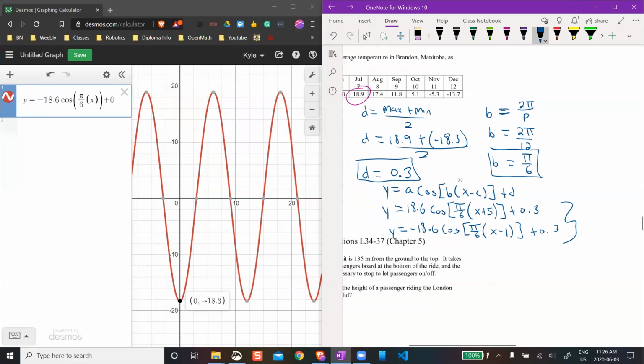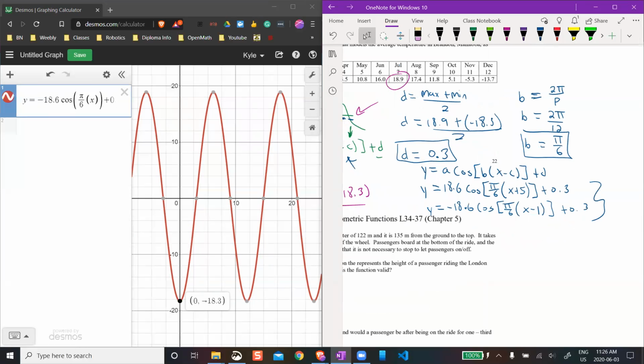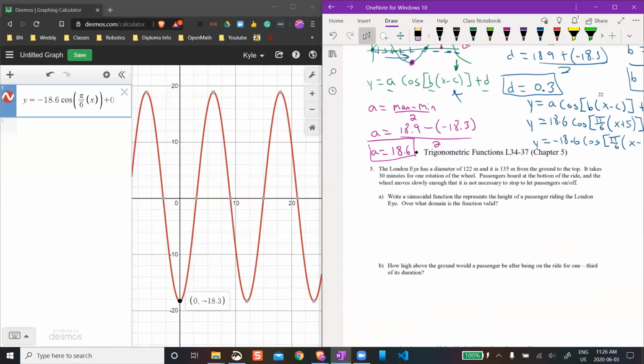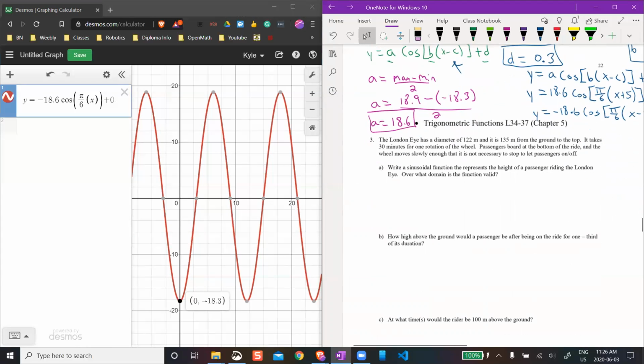The C part is always the toughest one. As a recap, find your A, your D, and your B, graph it, and then figure out what you have to do to shift it, to phase shift it left and right. Okay, moving on here.